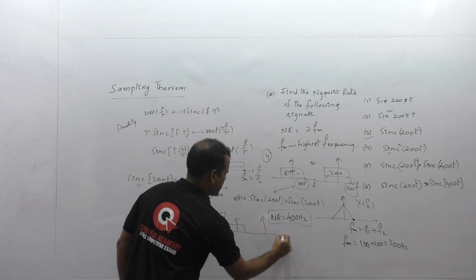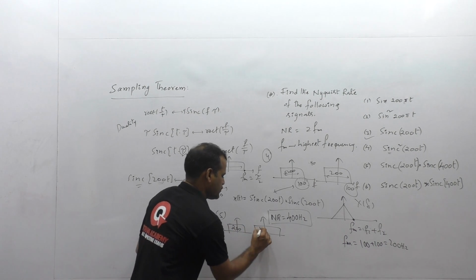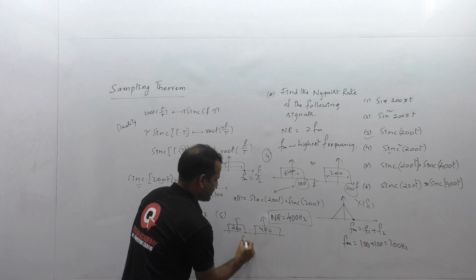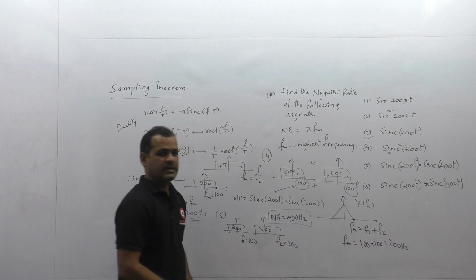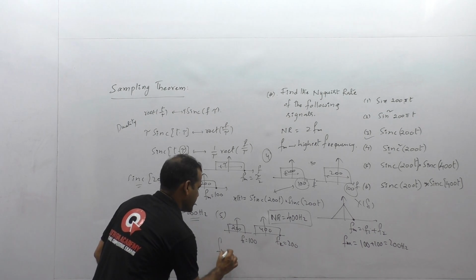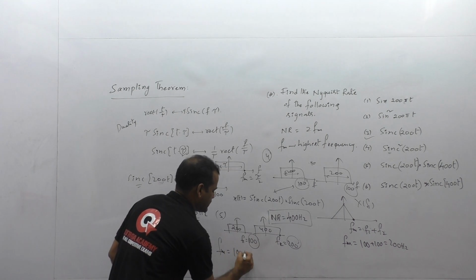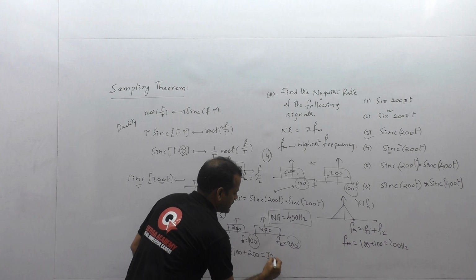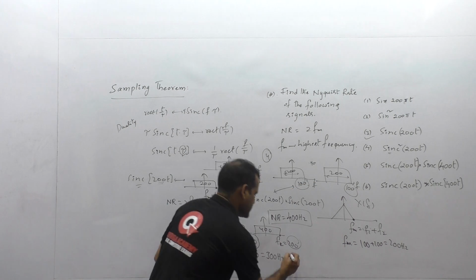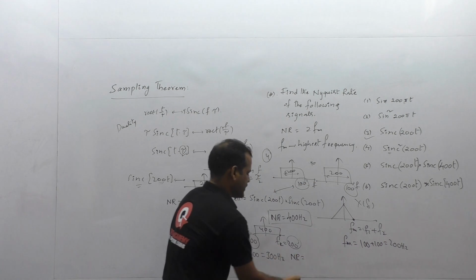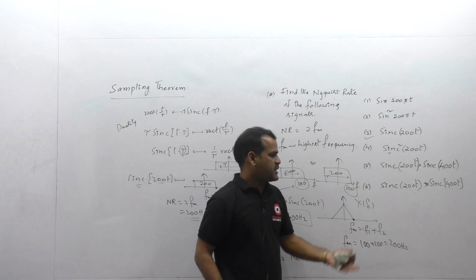Corresponding two rectangular functions are convolved here. First function 200 width, second function 400 width. That means here highest frequency component F1 is 100, here highest frequency component F2 is 200. Then the highest frequency component of the total signal is the sum of these two frequency components, that is 100 plus 200. 300 Hz is the highest frequency component of this fifth signal, and obviously the Nyquist rate, we are getting twice that of 300. 600 Hz is the Nyquist rate of the fifth signal.